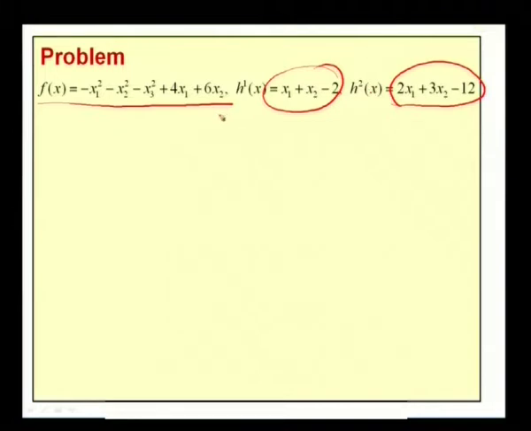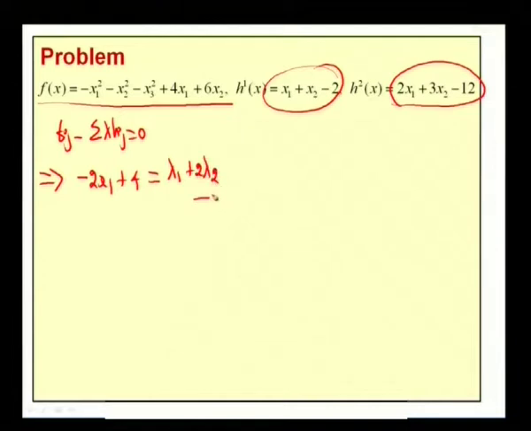Now, for this problem, the corresponding first Kuhn-Tucker condition is f_j minus summation lambda h_j equal to 0. So, for our problem, we have dou f by dou x1 minus lambda1 into h1 of x minus lambda2 into h2 of x. So, for this problem, the first Kuhn-Tucker condition gives us the partial derivative of this function with respect to x1, which is minus 2x1 plus 4 equal to lambda1 into 1 plus 2 lambda2. So, this is the first Kuhn-Tucker condition.